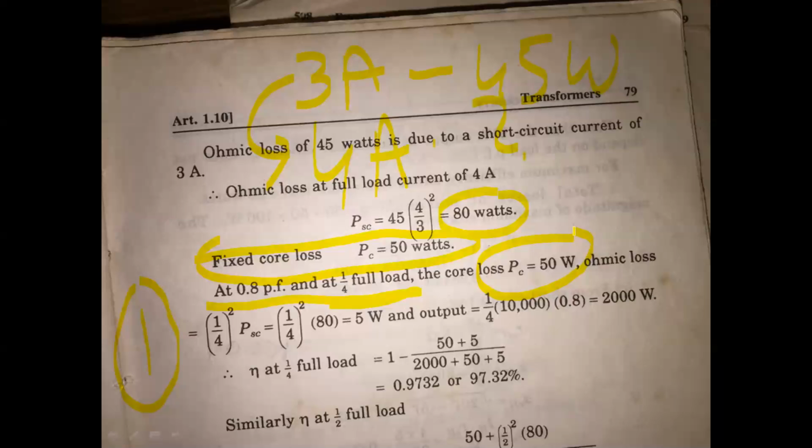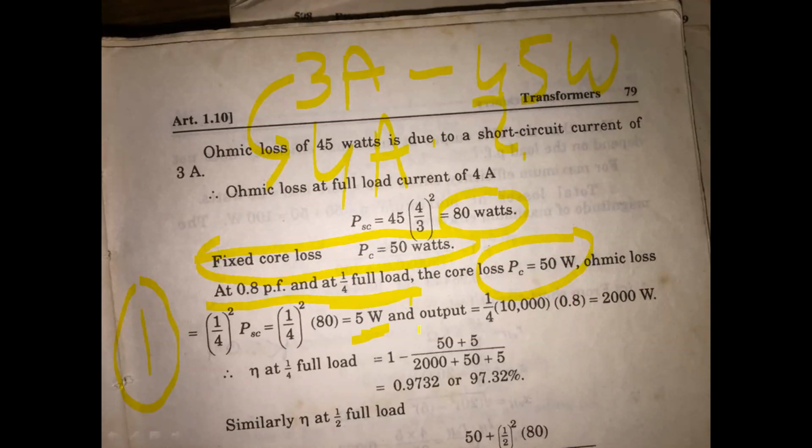The ohmic loss decreases as (1/4) whole square into the full load copper loss value, 80. (1/4) whole square into 80 is equal to 5 watts only. So at 1/4 load, copper losses become 5 watts only.